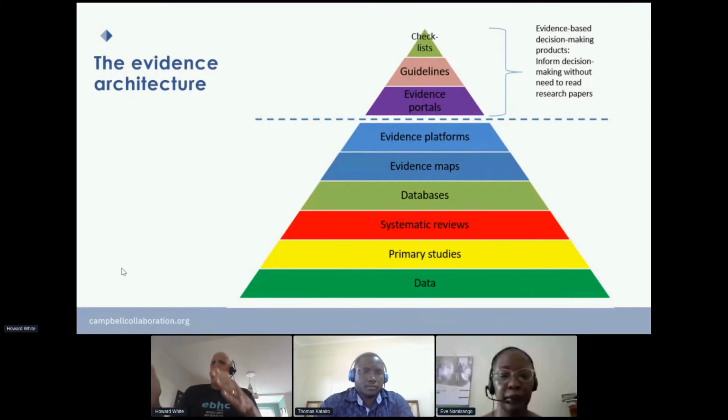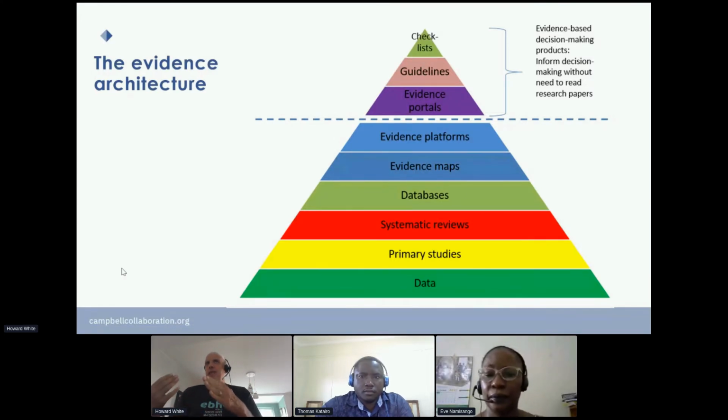And this is just the supply side. There's a demand side. I recognize the demand side is important, and the paper talks about it, but this is the supply side. The key point I want to focus on at this moment is that the top three levels of this pyramid are what I call evidence-based decision-making products. It's not very snappy, and hasn't really caught on.